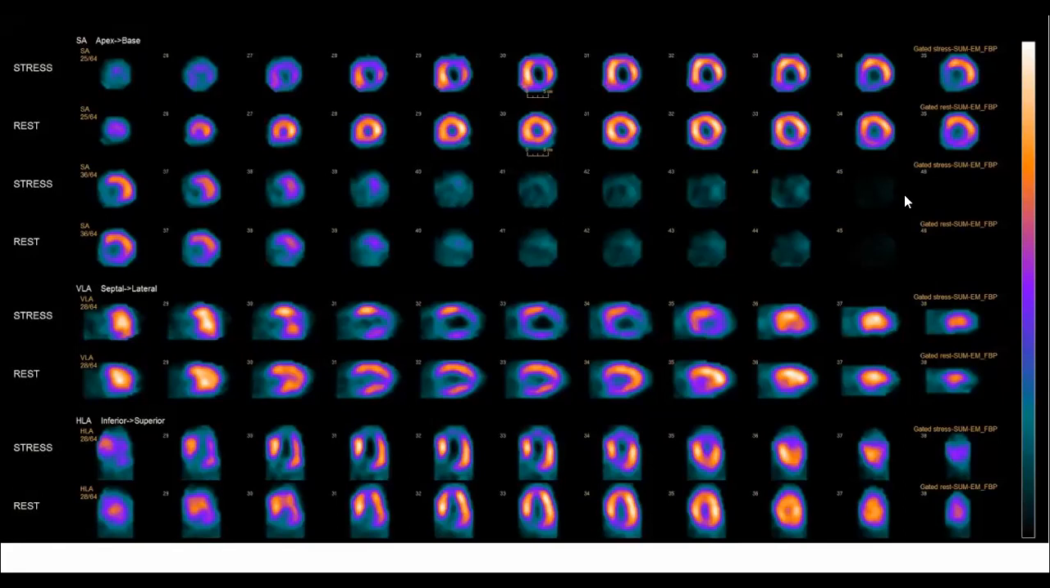Hello. Okay, Arshad. It's a large size reversible perfusion defect of severe intensity involving the apex, mid-inferior and inferolateral, and basal inferior, inferoseptum and inferolateral segments.